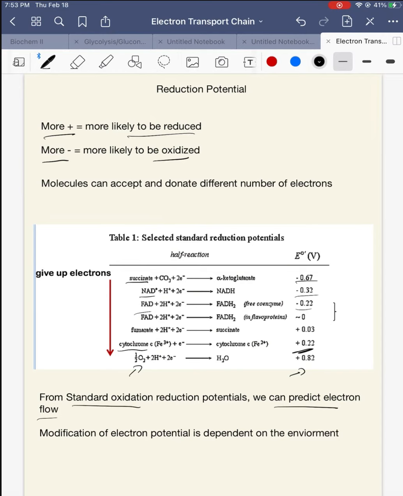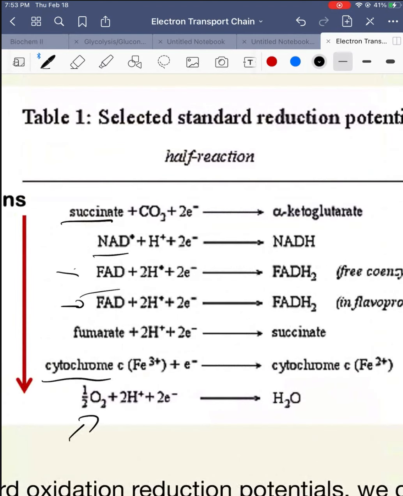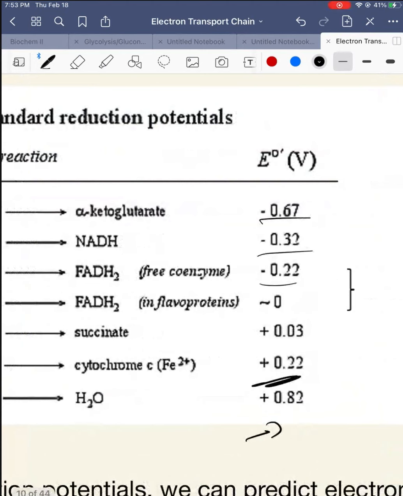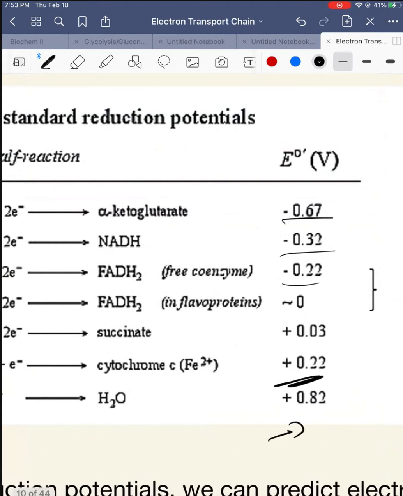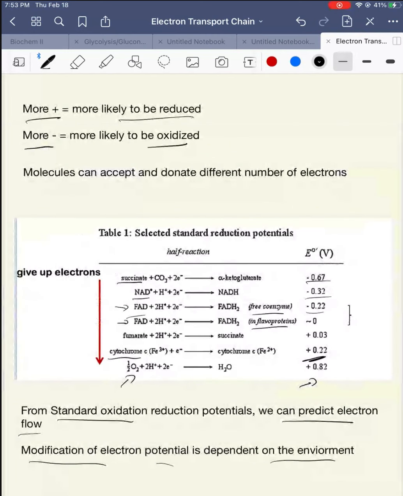The modification of reduction potential is actually dependent on the environment. You'll see here that FAD has two different reduction potentials, and that's because this is as a free coenzyme, and this is in a flavoprotein. So the environment can also affect the reduction potential of something.